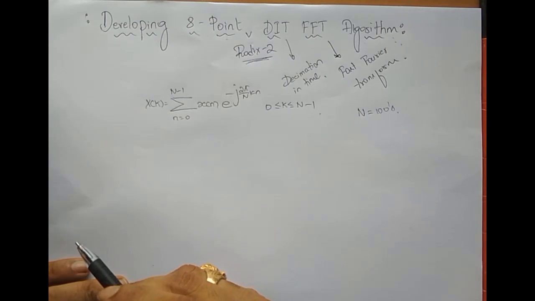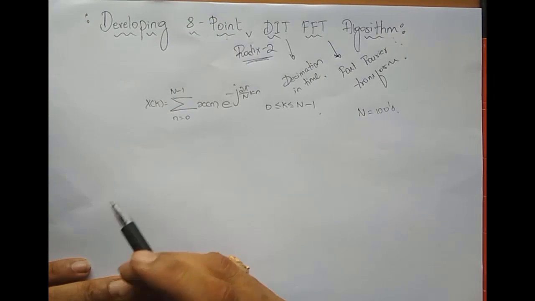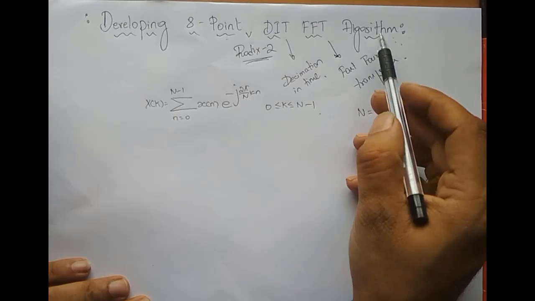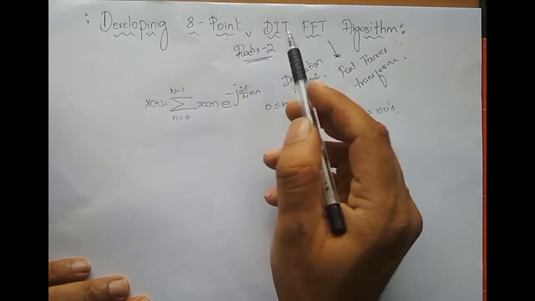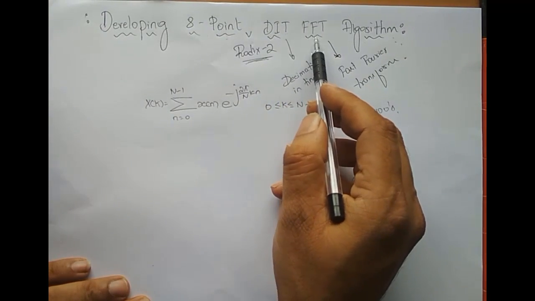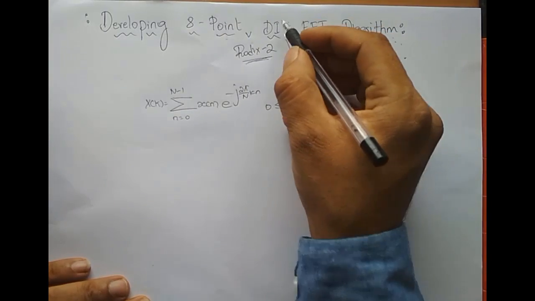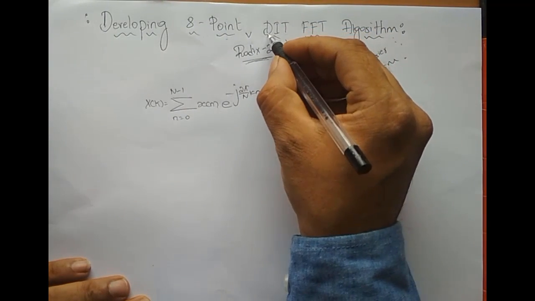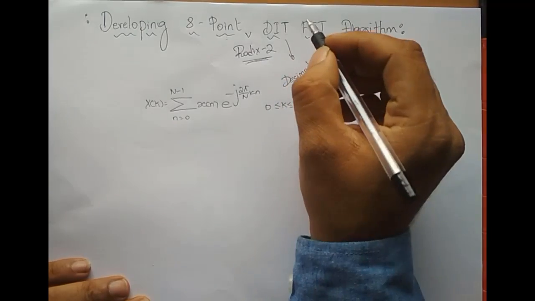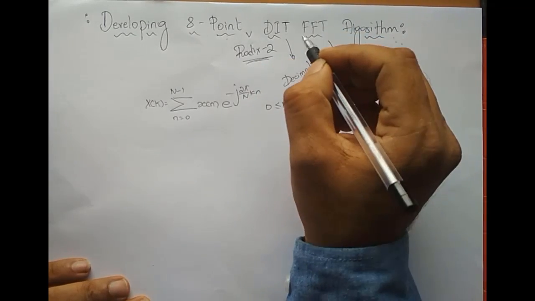So that's why we need a fast algorithm to find the DFT, and that algorithm we call the decimation in time fast Fourier transform algorithm. We have a reason why we call it decimation in time. Again, I will let you know this when we are done with developing the algorithm.